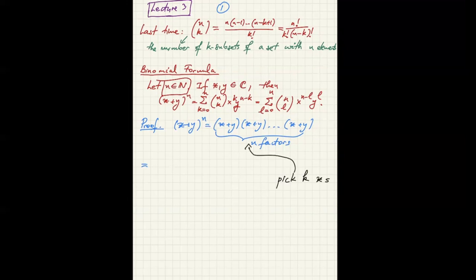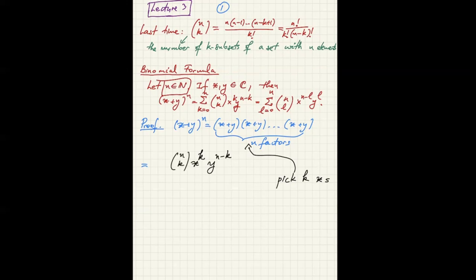So if we pick x from exactly k brackets, their contribution is going to be x times x times x, k times, so it's going to be x to the power k. Now from the remaining n minus k brackets, we're going to have y, so the contribution is going to be y to the n minus k. And now how many times does a term of this form appear in this expansion? Well, it's the same number as the number of ways of picking k brackets from a set of n brackets, and by its definition, that number is n choose k.